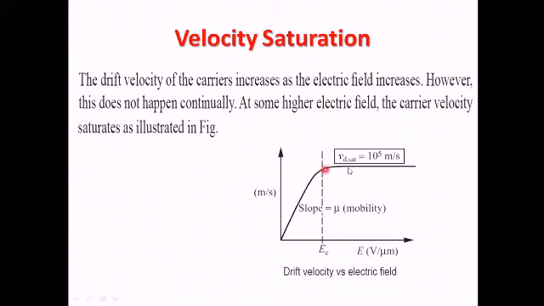See, you can see in this graph. This is the electric field and this is the drift velocity. So this slope is going on and it becomes saturation. It comes to saturation at this point. And this one is the critical electric field. This EC is the critical electric field.